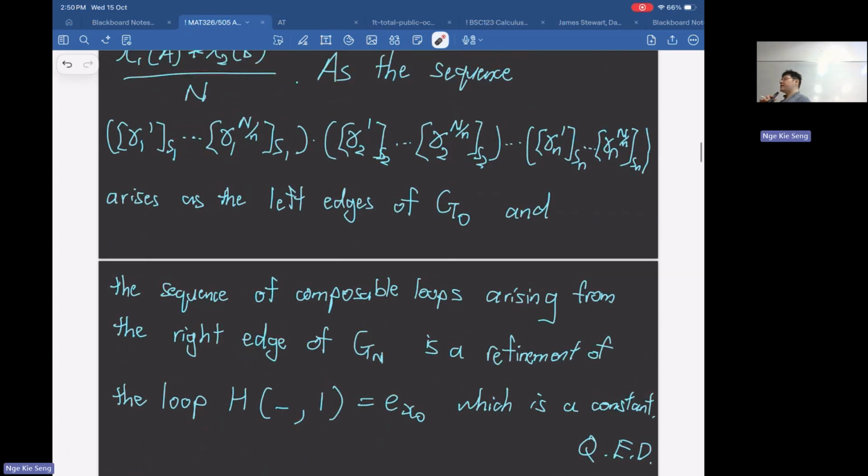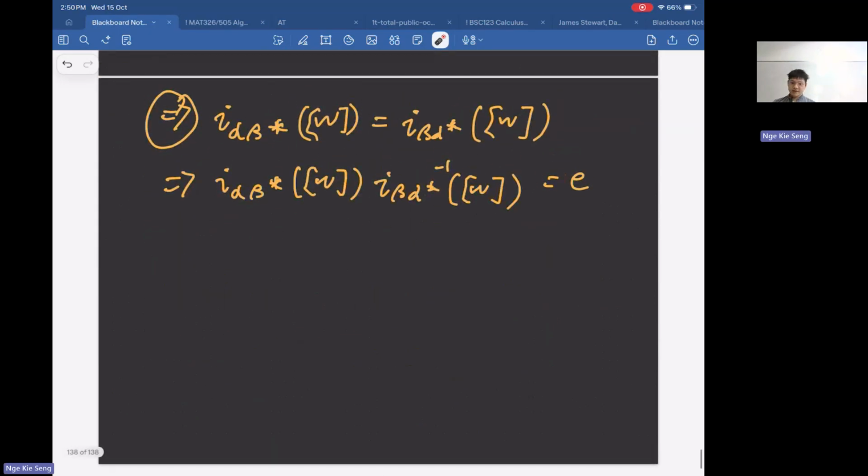If you don't appreciate this proof for now, you can also throw it away. We're only going to use it for now. If you think that you cannot understand it yet, you can just throw it away. But we have to know how to use it.